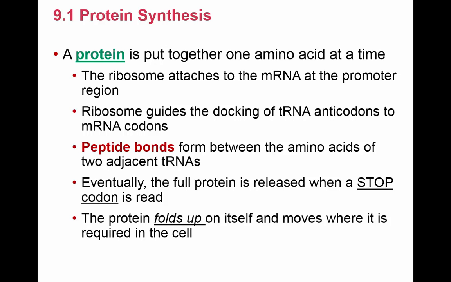So the ribosome attaches to the mRNA at the promoter region, which is where the beginning is. The ribosome guides the docking of tRNA anticodons to the complementary messenger RNA codons. Peptide bonds form between the amino acids that are brought in, and as the amino acids join, they get longer and longer chains, building the protein. Eventually, protein is released once it reads a stop codon. The protein folds up on itself and moves where it's needed into the cell to do whatever function is required.